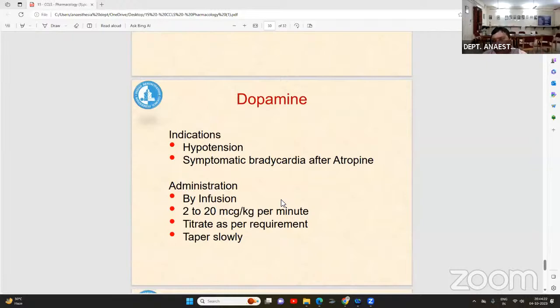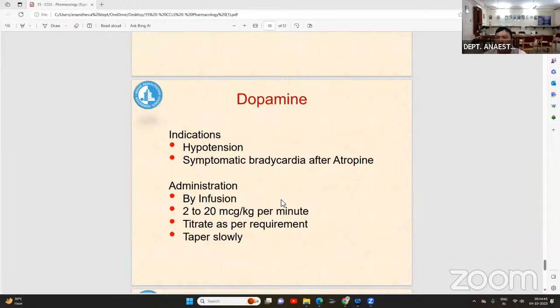For bradycardia, you can give atropine, 3 milligrams maximum dose. If the heart rate is not improving, you can start the dopamine infusion also. Dopamine you can use at 2 to 20 micrograms per kg per minute. Generally, dopamine is available as 5 ml ampoules, that is 200 milligram ampoules. You have to calculate according to the body weight, micrograms per kg per minute, and titrate as per the requirements.